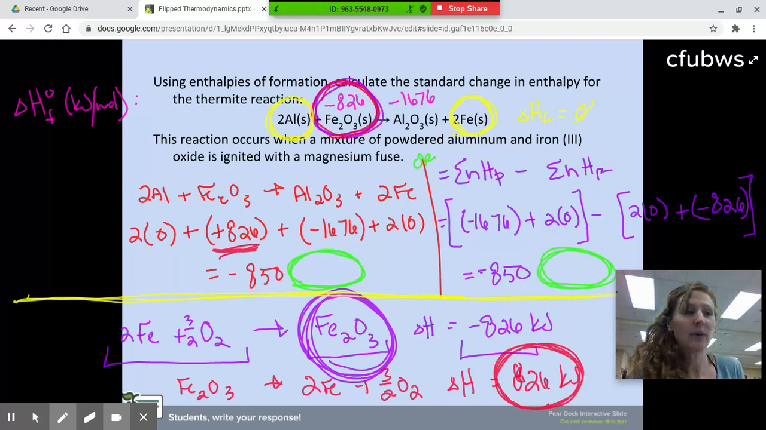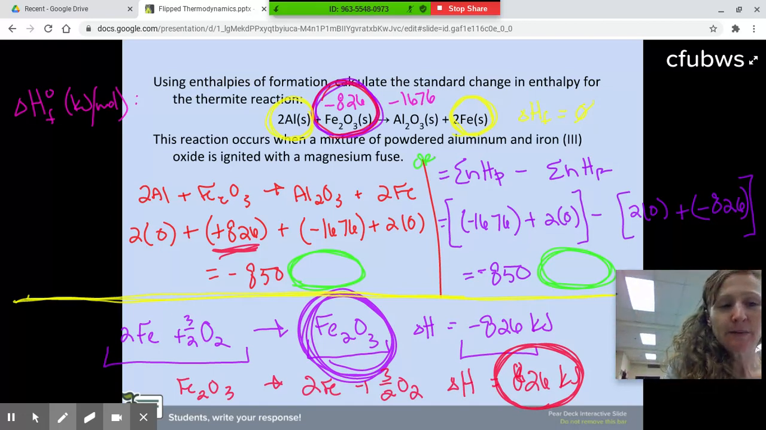Anyone brave like Claire want to give me a guess on the units? Or Claire, you want to give me another guess? Okay. Another good guess, Kaya. Kilojoules per gram. It's not kilojoules per gram. Let me show you a couple things and then you guys can guess again. Okay, so enthalpy of formation is kilojoules per mole, right?